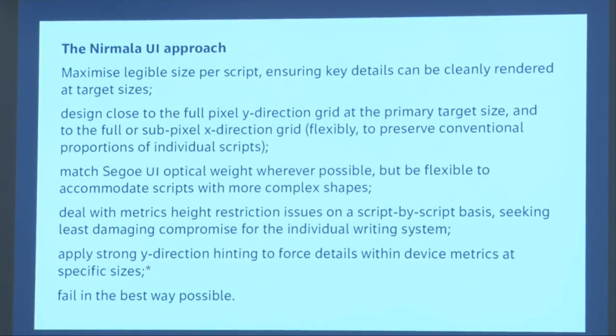So this is kind of the approach we took. Maximize the legible size per script. So get things as big as we could within the vertical metrics. Design close to the full pixel in the y direction. So vertically, we're specifically targeting that 9-point at 96 dpi. We're saying, right, 12-pixel, we're going to design close to the full pixel height. Horizontally, we're going to go either toward the full pixel height or towards the subpixel boundaries. And that's to give us the sharpest, clearest definition we can at the target size. This is done with a certain amount of flexibility because we don't want to distort the conventional proportions of the letters in the individual scripts.